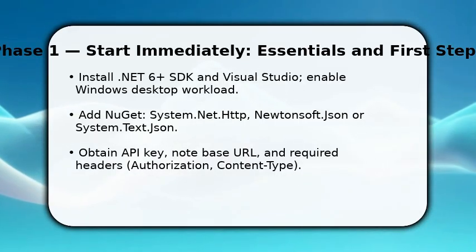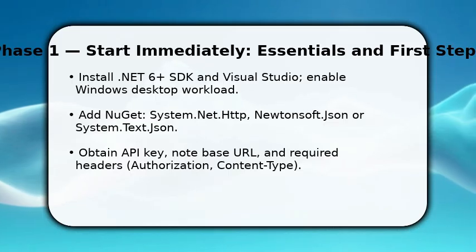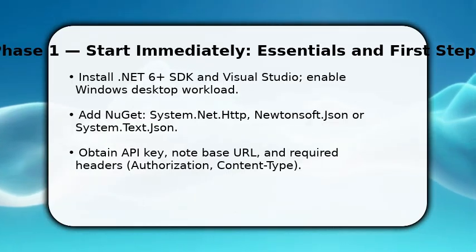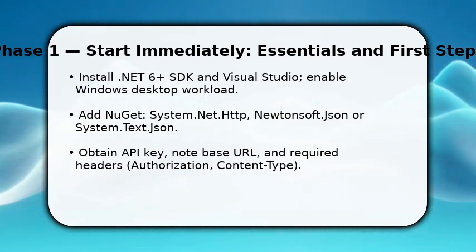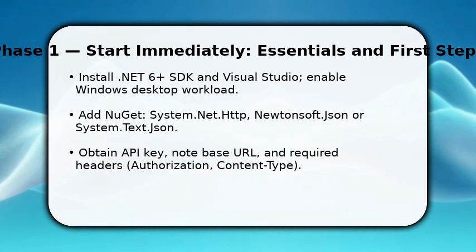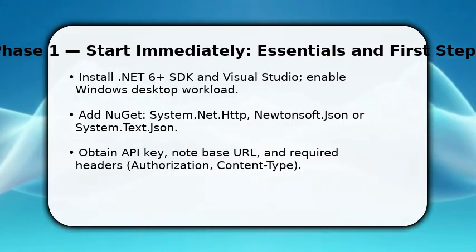Next, store the API key in user secrets or environment variables so you do not hard-code secrets. Then make your first GET request skeleton. Construct HttpClient, set default headers, and test a simple endpoint to verify connectivity and authentication.